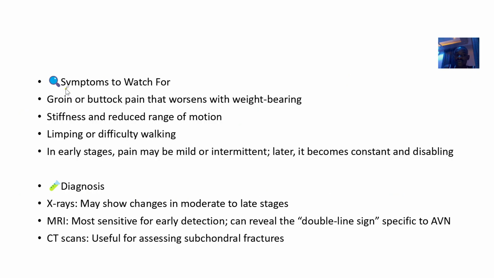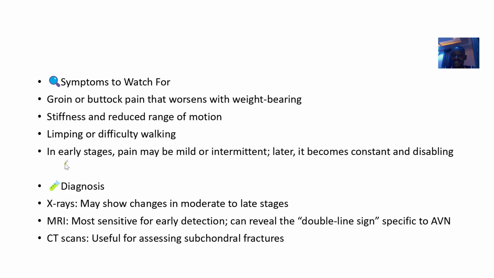So symptoms you should watch out for is if you're having a lot of groin or buttock pain, okay, and the pain is worsening when you try to bear weight. Now this will tell you that when you bear weight, a lot of the weight is resting on the hip. You understand? So if the hip is not well, you have pains. There's stiffness or reduced range of motion on that part of the body. If the person is limping or having difficulties trying to walk, right?